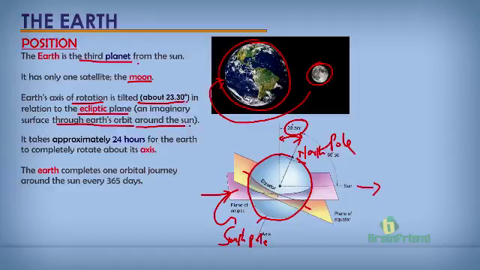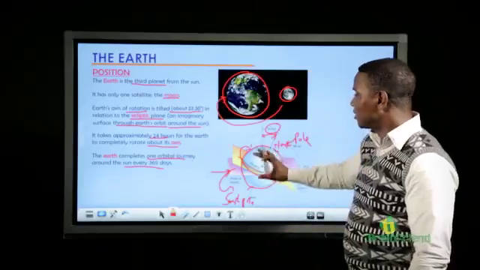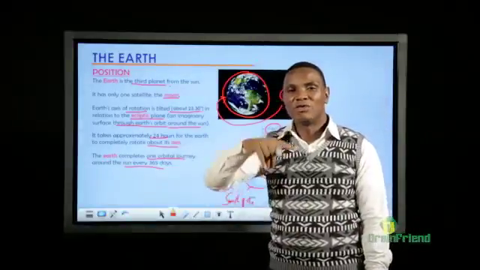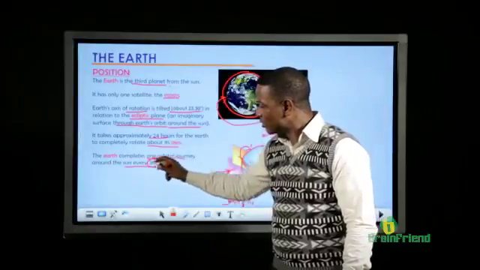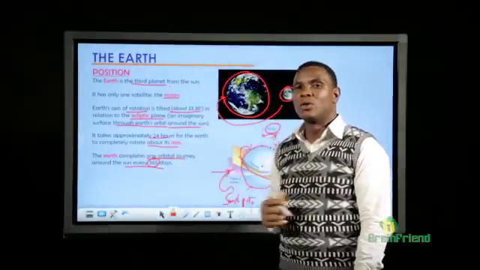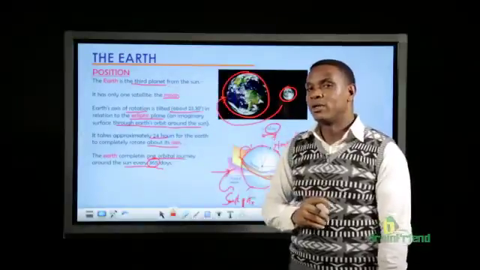It takes approximately 24 hours for the Earth to completely rotate about its axis. So the Earth rotates about its axis in 24 hours. The Earth also completes one orbital journey around the Sun every 365 days. So the Earth, like we've learned, is one of the planets that revolves around the Sun. And it takes 365 days to totally orbit the Sun completely one time.